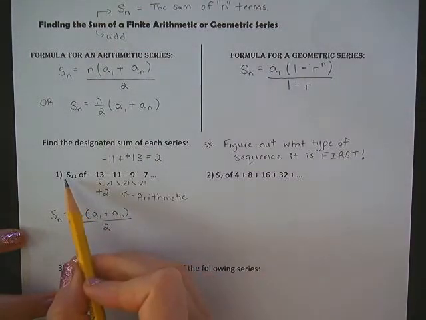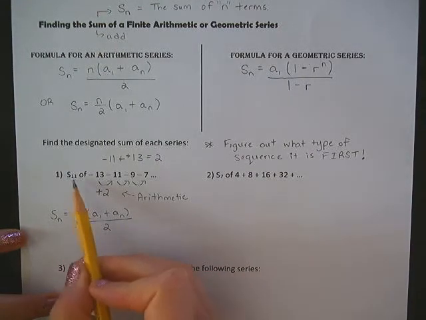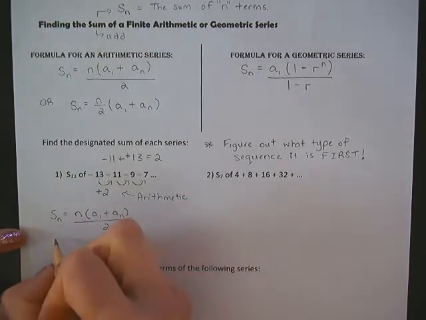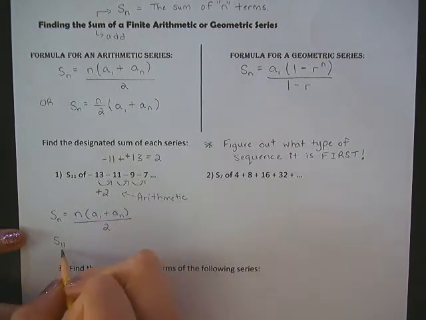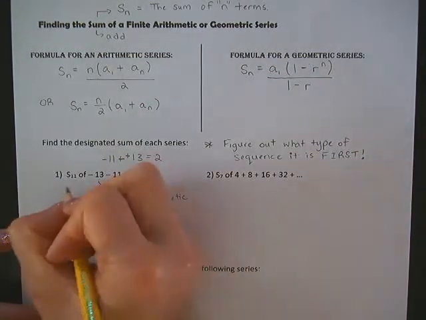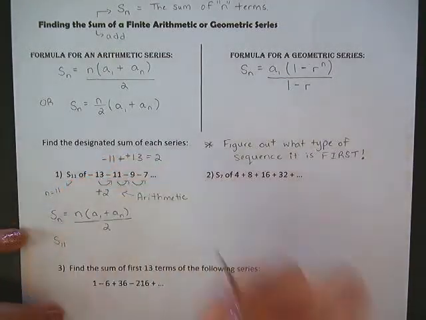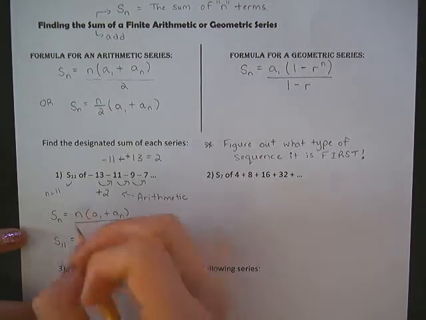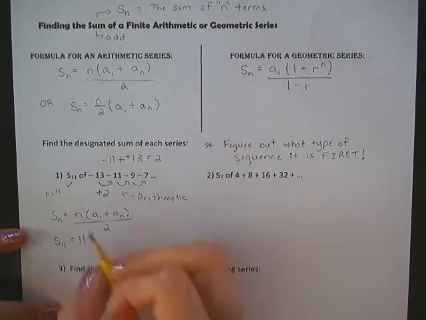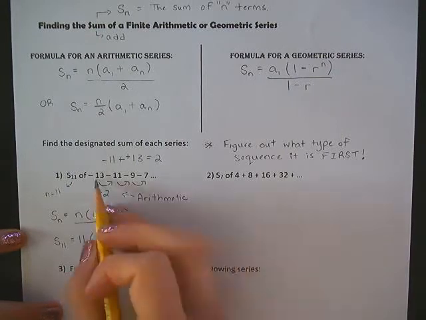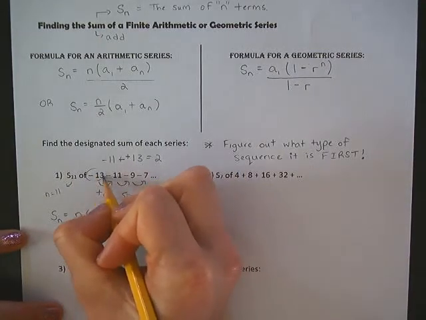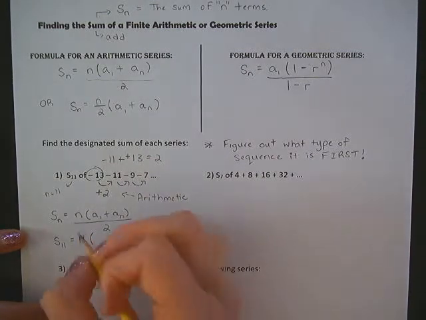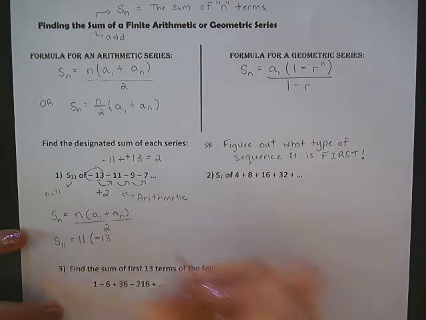Okay, so notice this means we are finding the sum of the first 11 terms of that sequence. So n would actually be 11. Okay, so when I plug it in, my n is 11, so that's what goes there. This is my first term. If I look at my series there, negative 13 is the first number that I'm going to be adding into the sum. So that's what goes for my a sub 1 term.